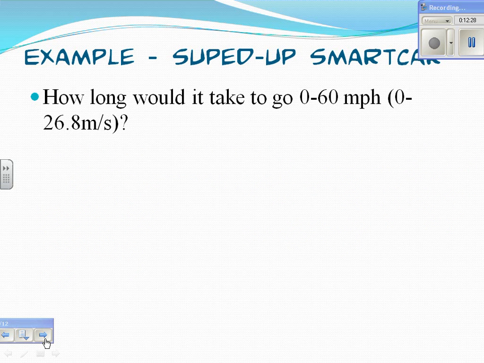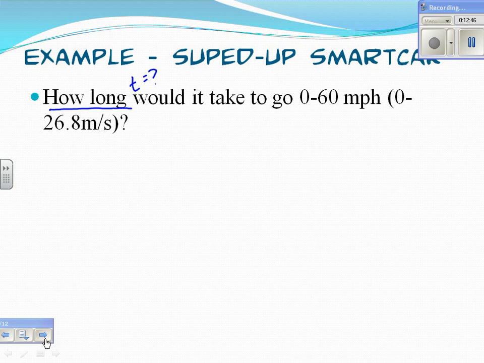Here's a review question. How long would it take, same souped up smart car, to go from 0 to 60 miles per hour, which is 0 to 26.8 meters per second? Well, we want to find a time. How long means what is time.